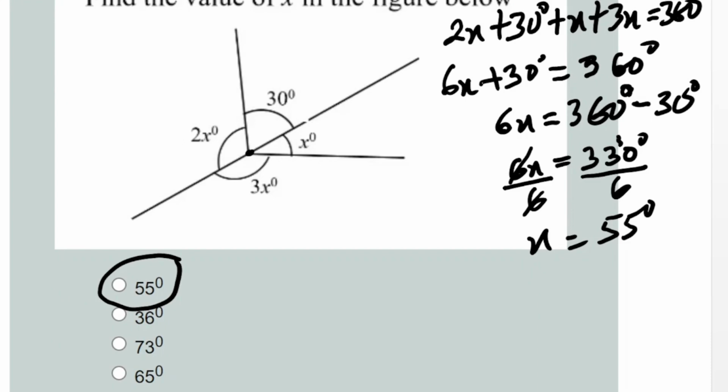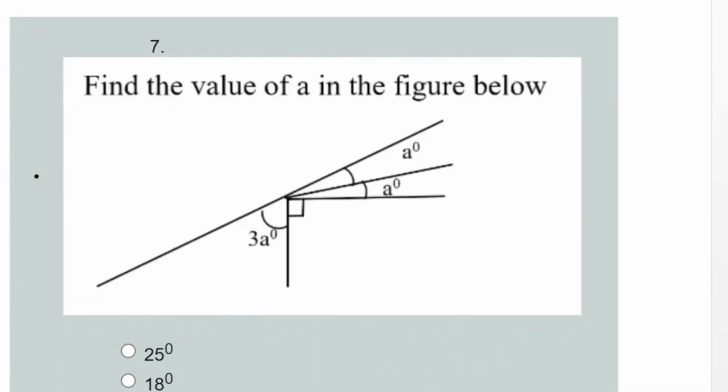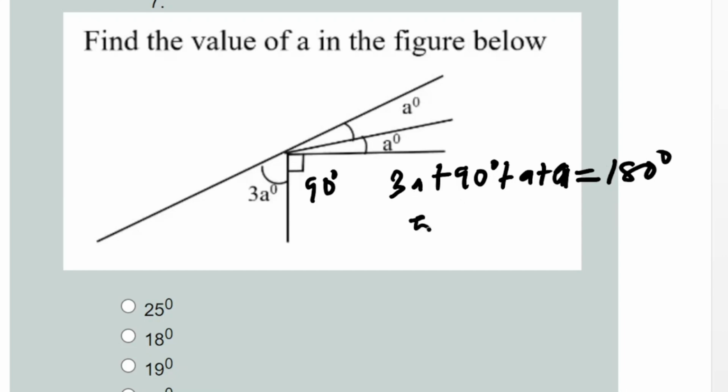So move to the next question, number 7 now. For question number 7, we have find the value of A in the figure below. So this angle here is 90 degrees. That is a square corner. So that means we're having 3A plus 90 plus A plus A equals 180 degrees. So 3A plus A plus A is 5A plus 90 equals 180 degrees.